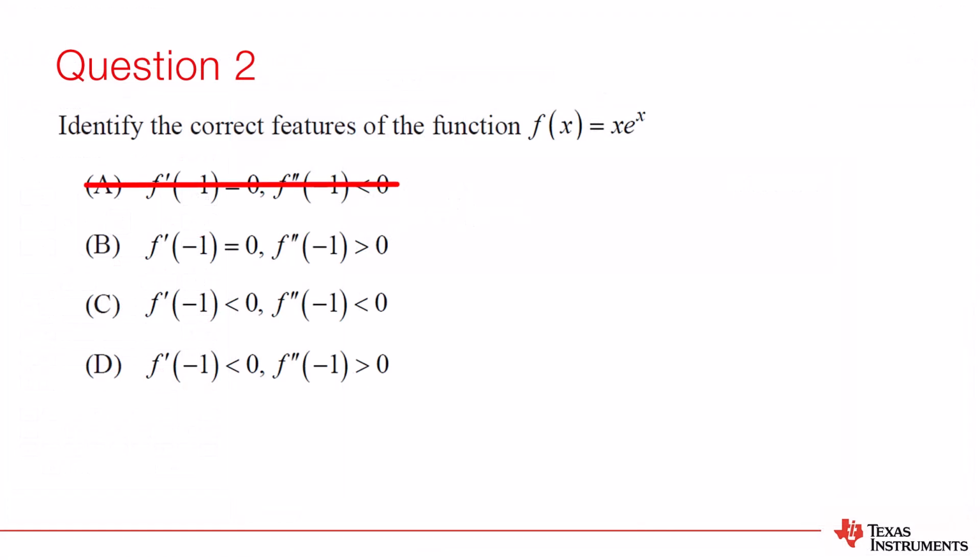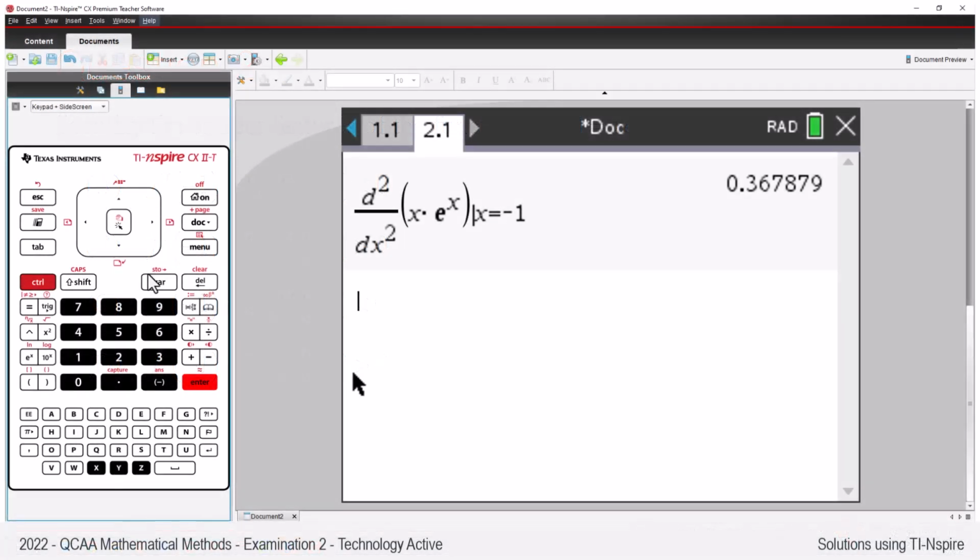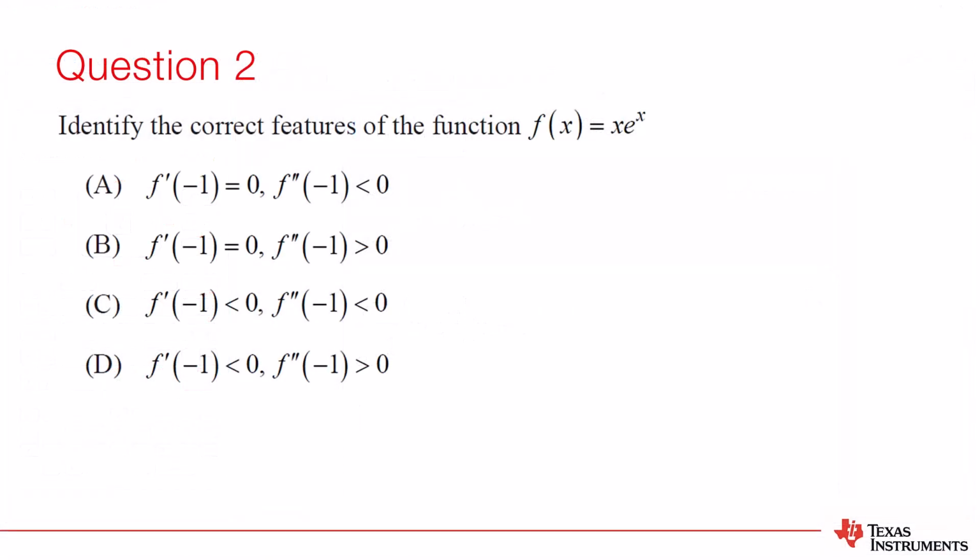So f double dashed of x is greater than 0. Options A and C are now both out. Now, I could go back to the menu. Alternatively, I can copy and paste the previous calculation and just change the first derivative. And we get f dashed of x equals 0. So the answer is option B.